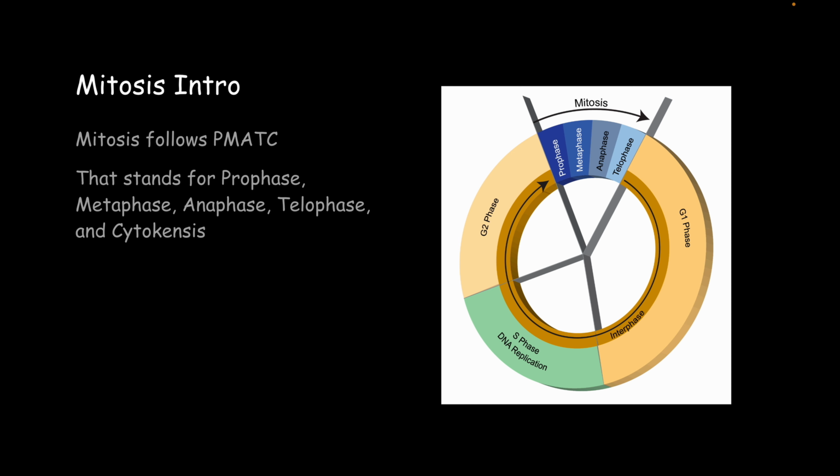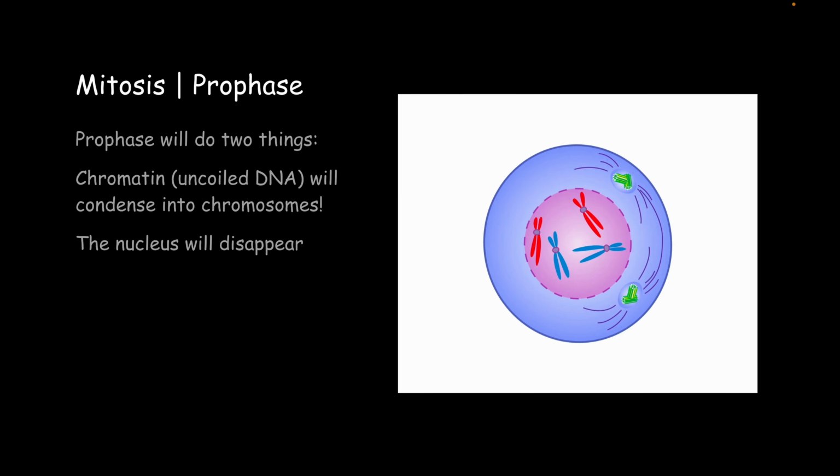Before we get to mitosis, we need to understand what phases there are. We follow PMAT, and then we have a C at the end. You'll hear PMAT a lot, but I like to say PMAT-C. It stands for prophase, metaphase, anaphase, telophase, and then cytokinesis. So in prophase, the chromatin, which is your uncoiled DNA, is going to condense into chromosomes. If you don't know anything about chromosomes or chromatin, I'll leave a video for that. I will most likely make a video on that sometime in the future. And then the nucleus will disappear.